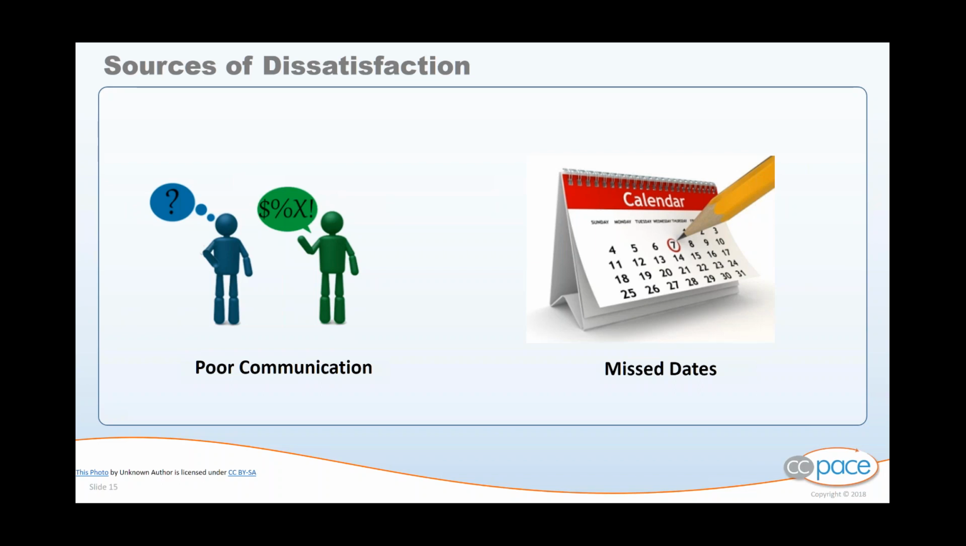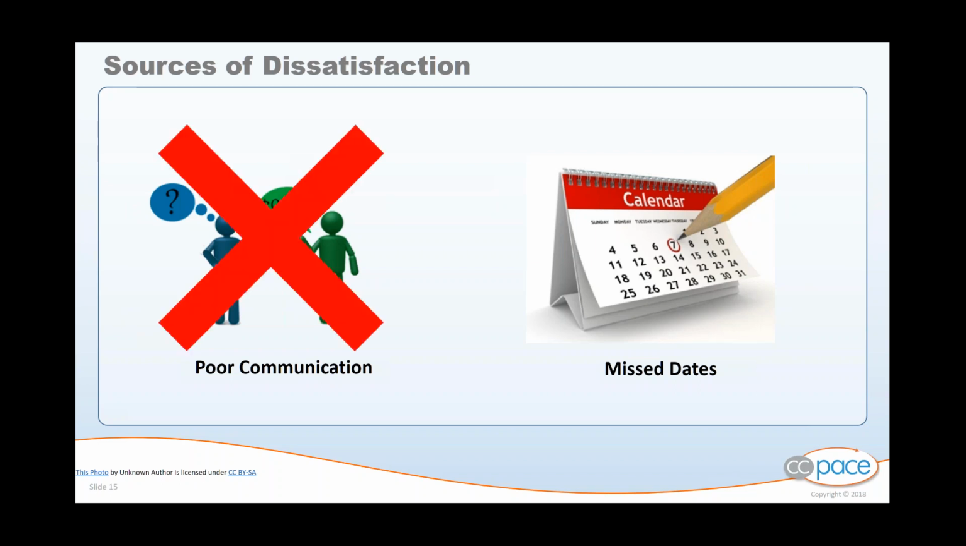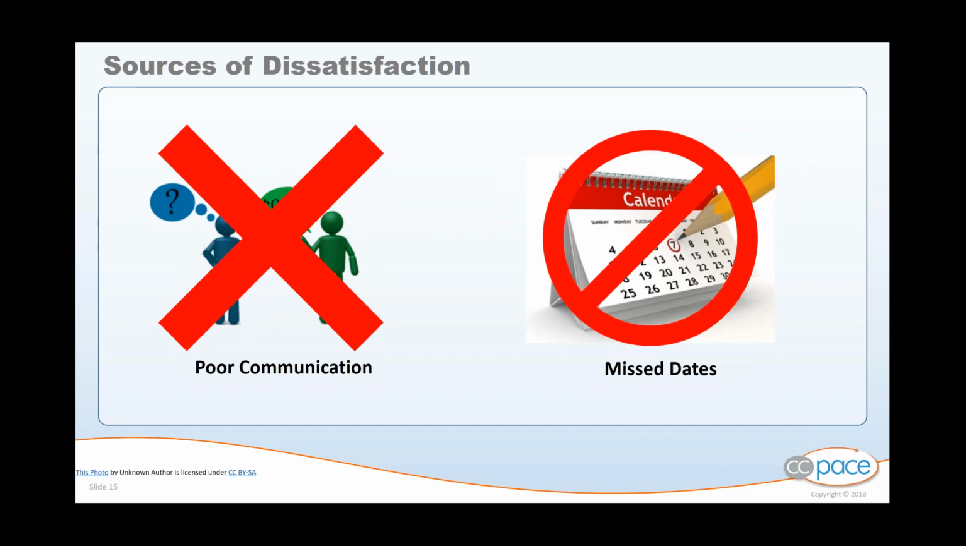Document them, write them down. That will help give us focus, right? We want to work to eliminate things like poor communication. We want to eliminate missed dates, so that when you provide a delivery date to a customer, they know and are confident that you're going to deliver.